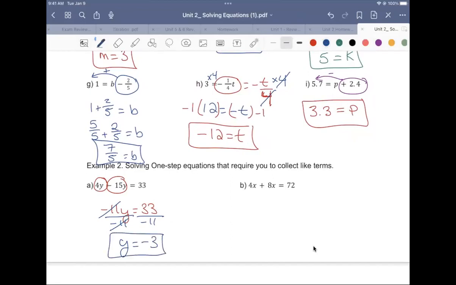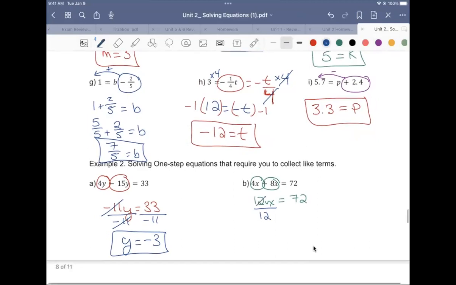On example B, I have 4x and 8x. If I combine like terms, I will get 12x is equal to 72. I can see that this is 12 times x. The opposite of multiplication is division, so 12x divided by 12 will give me x, and 72 divided by 12 gives me x is equal to 6.